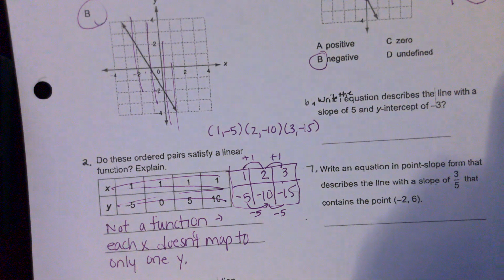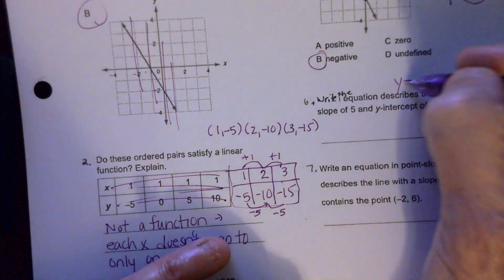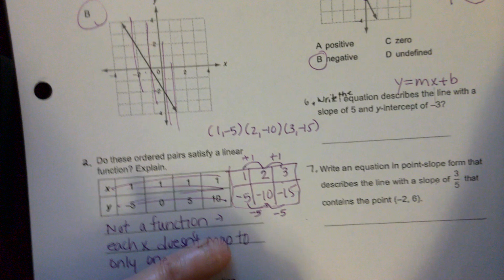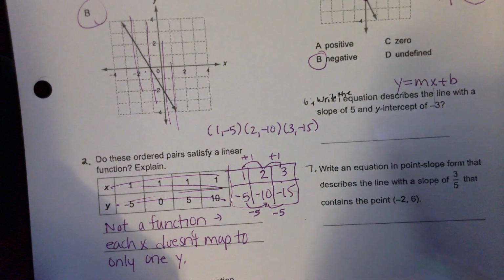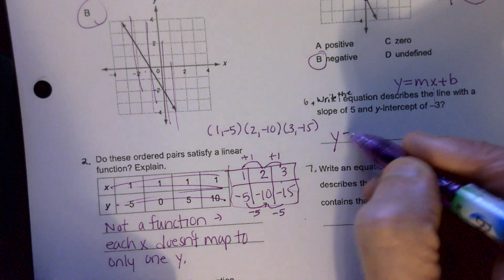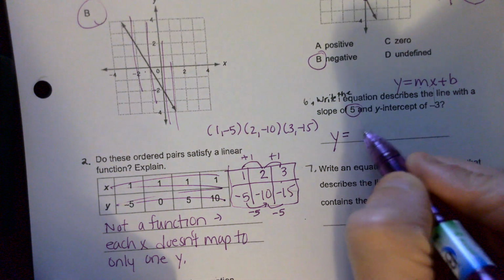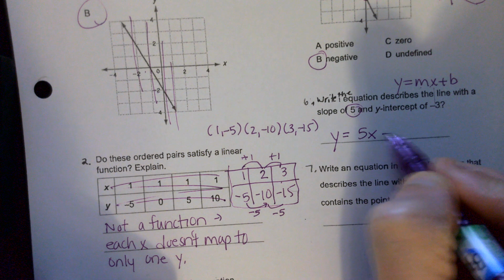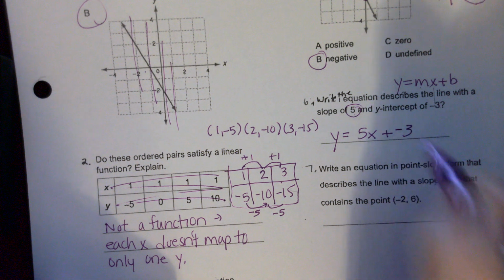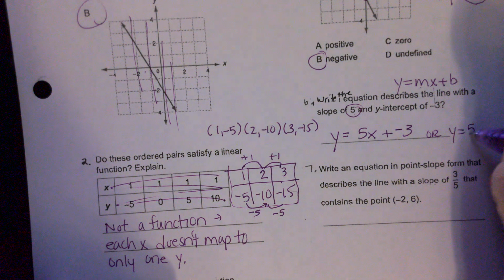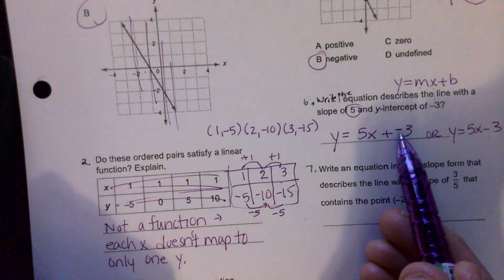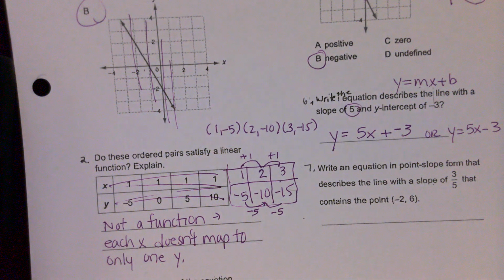Write the equation describing the line with slope of 5 and y-intercept of negative 3. Okay, so we know the generic form is mx plus b. Remember, m is your slope and b is your y-intercept. And they give you those, so you just have to put them in there. So y stays. Now instead of m, we're going to put the 5. X stays plus y-intercept is negative 3. You could also write minus 3 because plus a negative is the same as a minus, and they both would be perfectly fine.